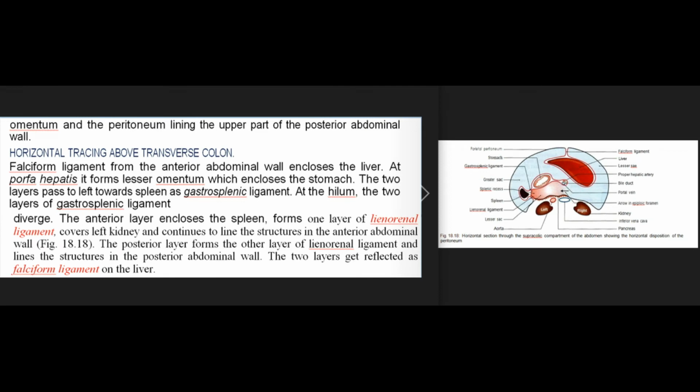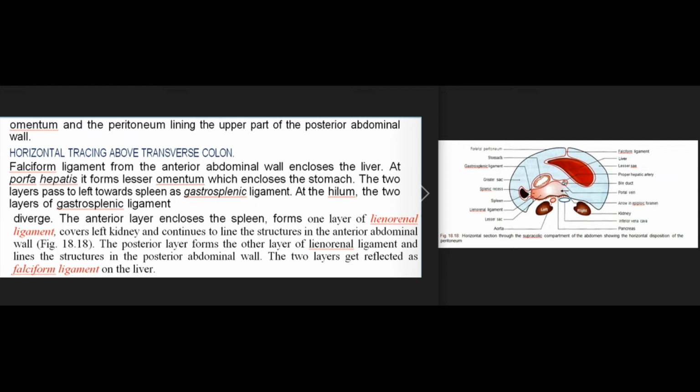Horizontal tracing above transverse colon. Falciform ligament from the anterior abdominal wall encloses the liver. At porta hepatis it forms lesser omentum which encloses the stomach. The 2 layers pass to left towards spleen as gastrosplenic ligament. At the hilum, the 2 layers of gastrosplenic ligament diverge.